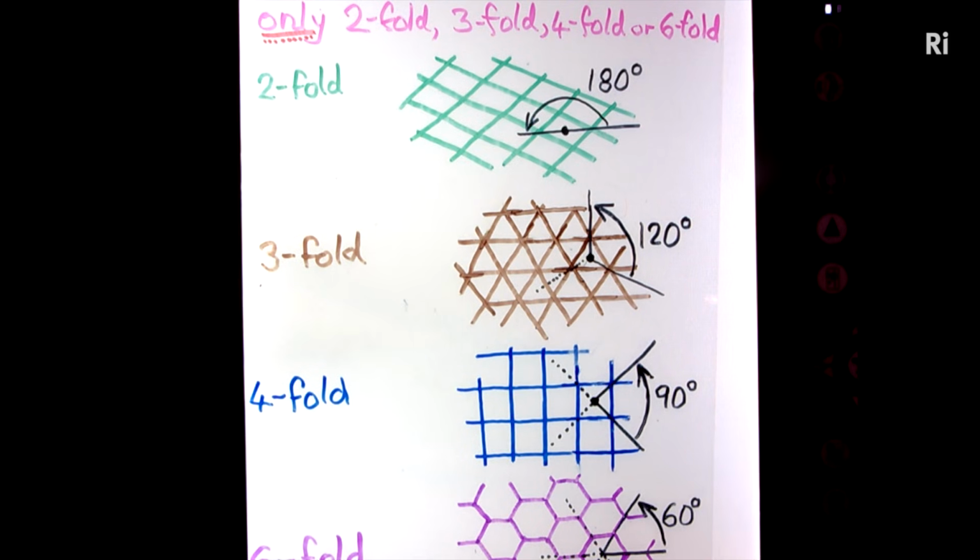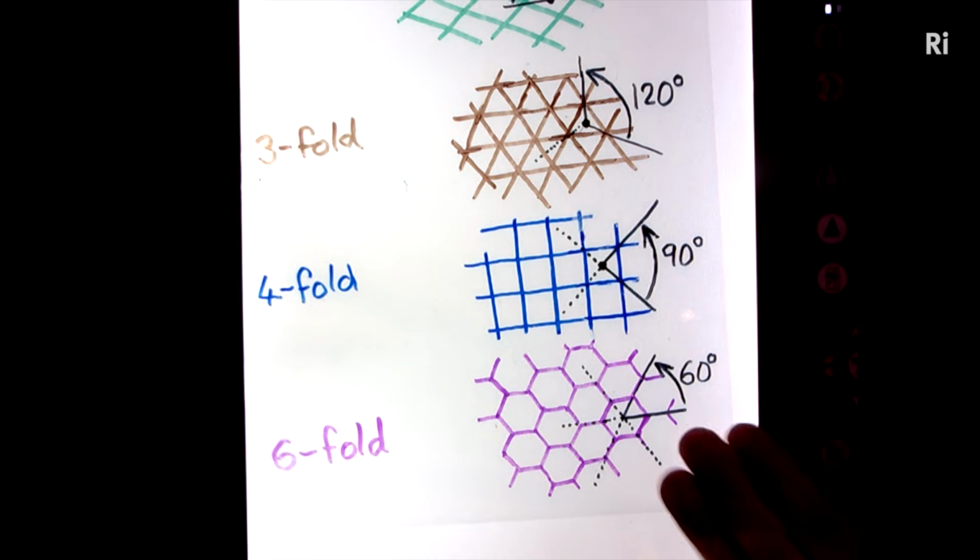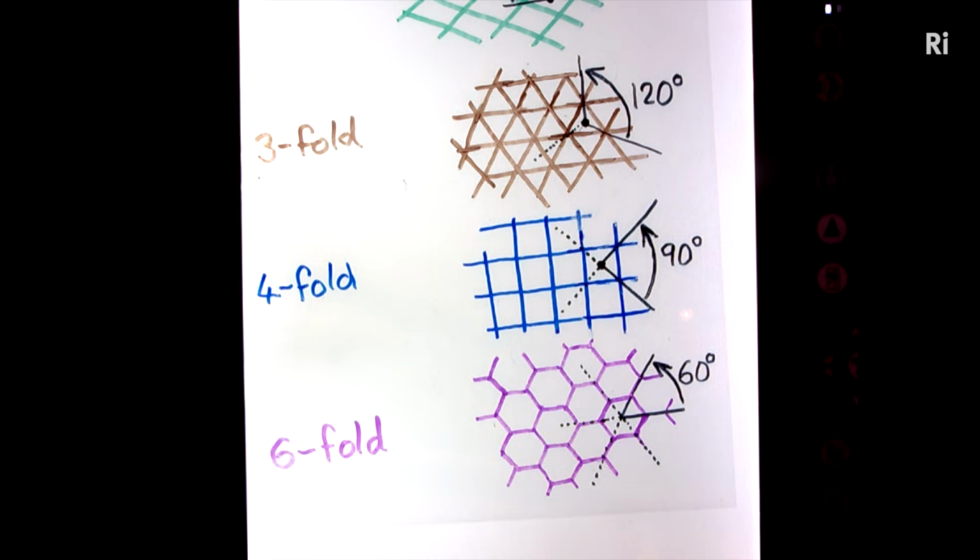twofold symmetries. A regular pattern of parallelograms will have a twofold symmetry about the center of each parallelogram. Threefold, if you have equilateral triangles, then about the center of any triangle, the whole pattern has a threefold symmetry. You rotate through 120 degrees, the whole pattern goes back into itself. Fourfold, of course, squares, that's the most familiar. And sixfold, we have the familiar pattern of hexagons.